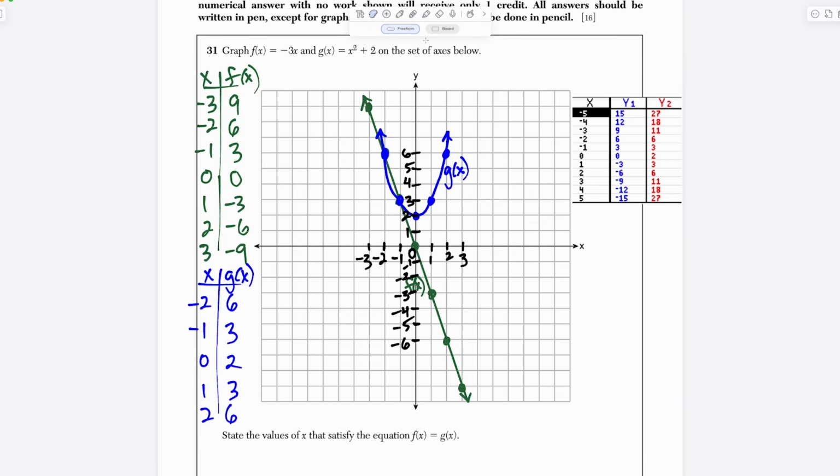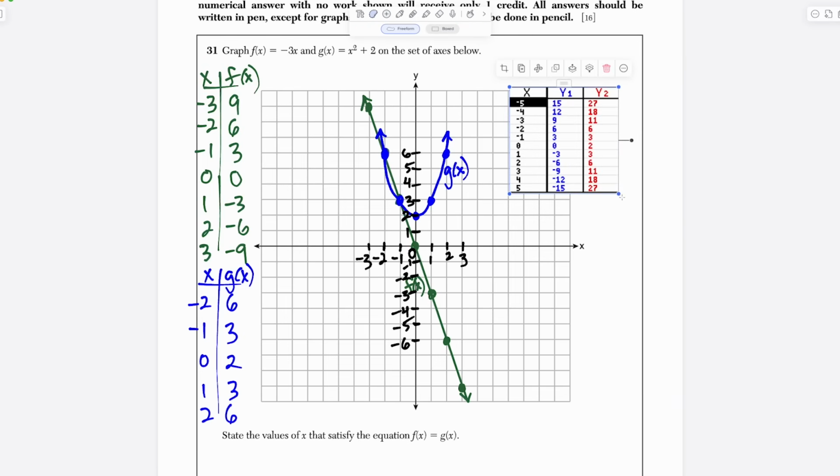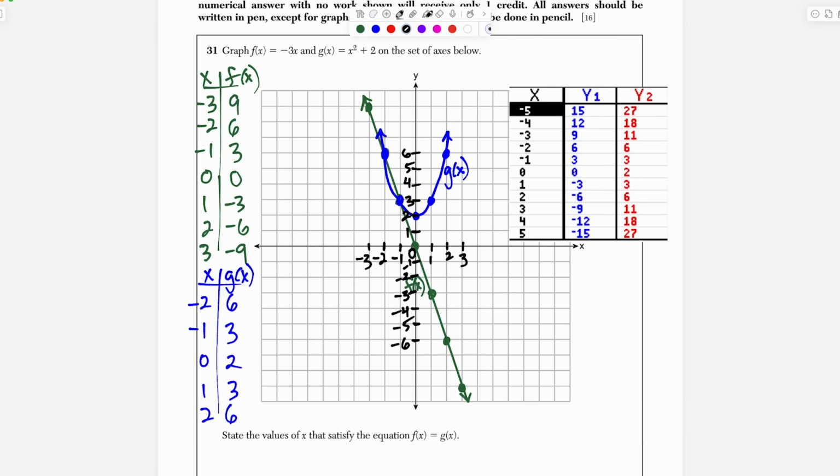And if I really wanted to be sure, what I could do is look at the table that we had in the calculator and notice that when x is equal to -2, the y values are both 6. And then when x is equal to -1, we get matching y values of 3. So that's really the most definitive way, to look at the table or trace the intersection points. But we're going to have x equals -2, and we're going to have x equals -1. So here are the solutions to f of x equals g of x.